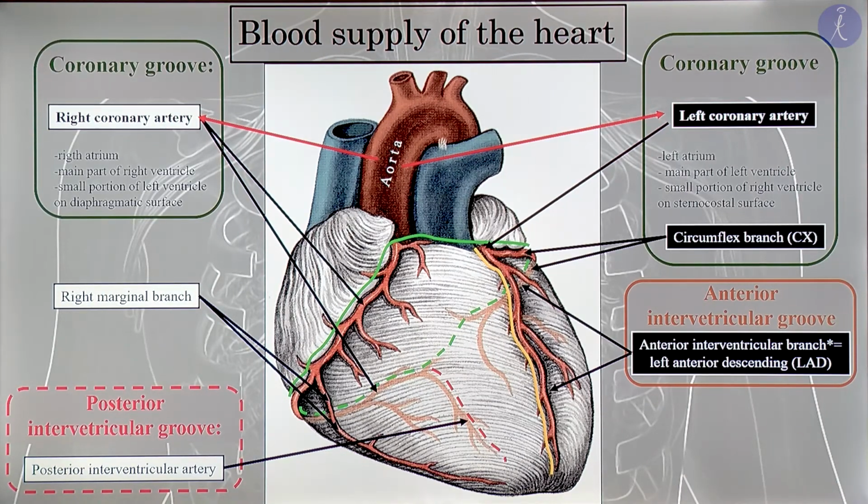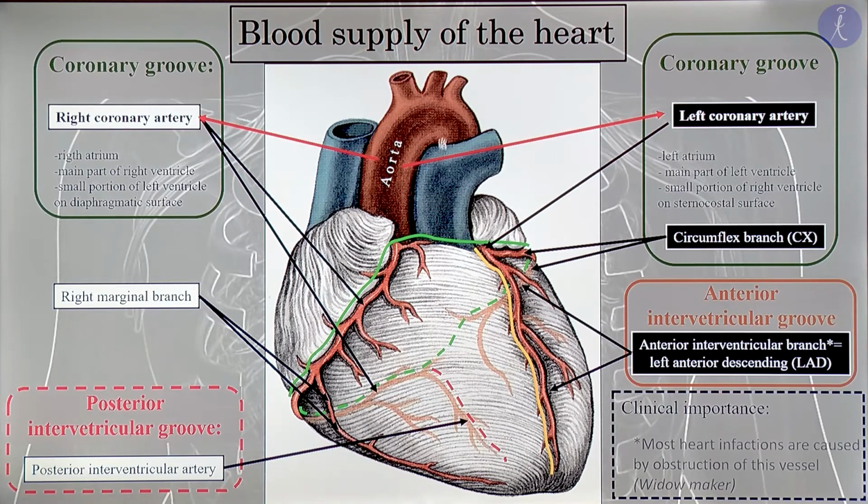Of course, it supplies the right atrium, the main part of the right ventricle, except this small portion because it's supplied by the left, and then a small portion of the left ventricle on the diaphragmatic surface. The same situation on the backward. This is the right ventricle, this is the left ventricle. If the vessel comes here on the border, that will give branches toward the left ventricle also.